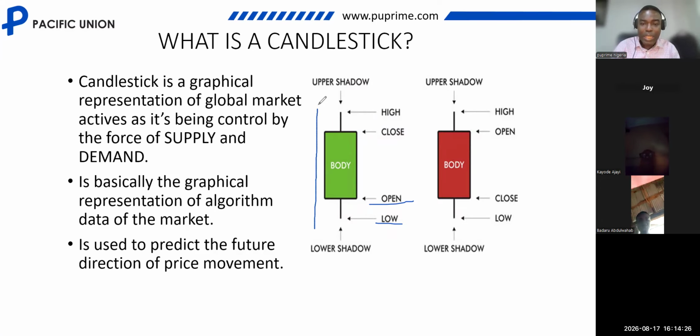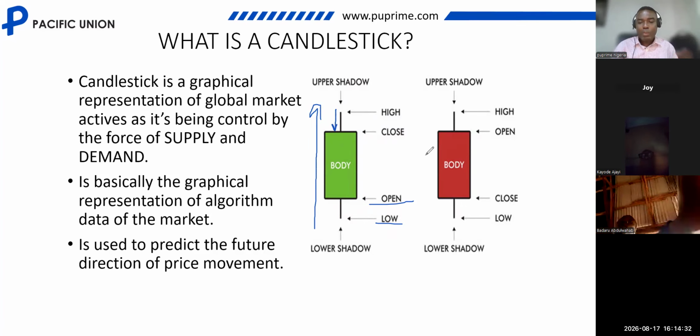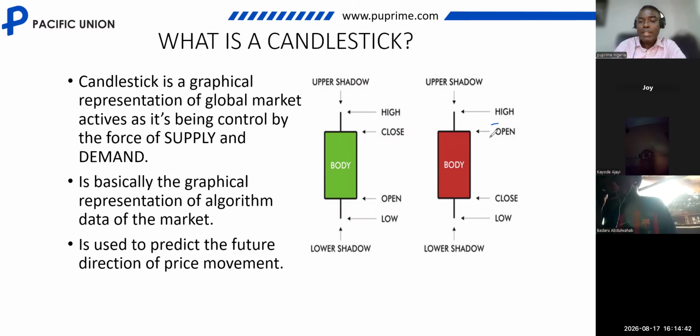For a bullish candle, you see a wild movement to the upside, then a slight retracement to close the day. So for a bullish candlestick, the open price is always below the high and the close. And the opposite is what happens in a bearish candlestick. For a bearish candlestick, the open price is always above the low and the close.